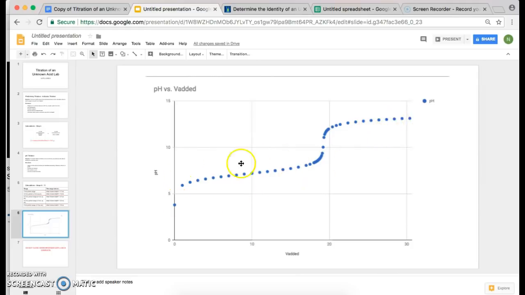So initially around 2 or so milliliters. Here we're adding about 0.5, and then we get to like the 0.1s or the 0.2s. 0.2s up here again, 0.5s around here, and then over here we're adding the 2 milliliter portions.